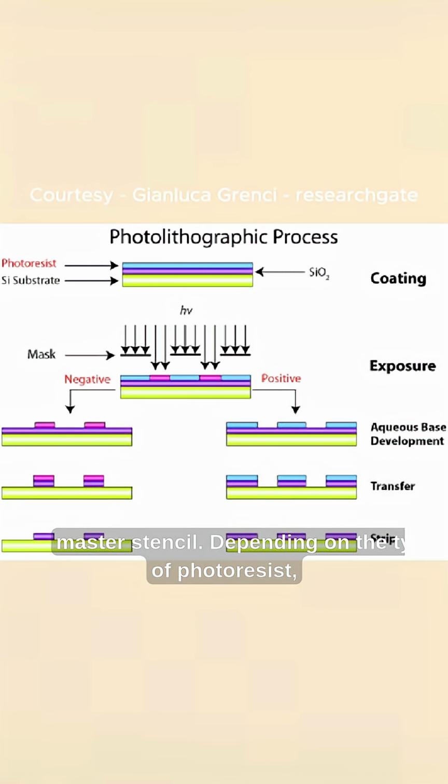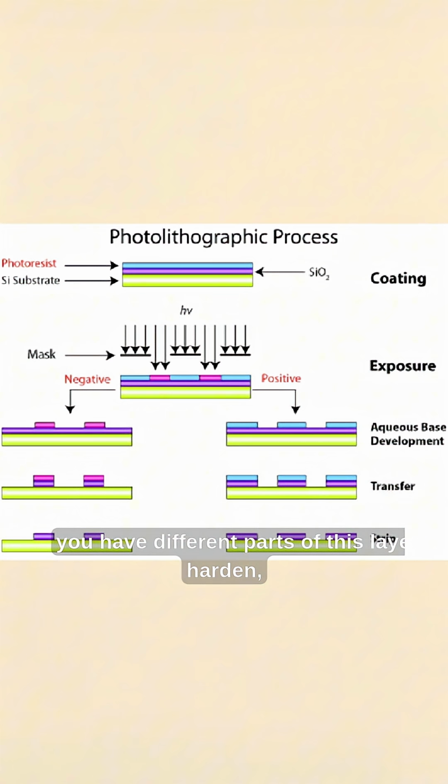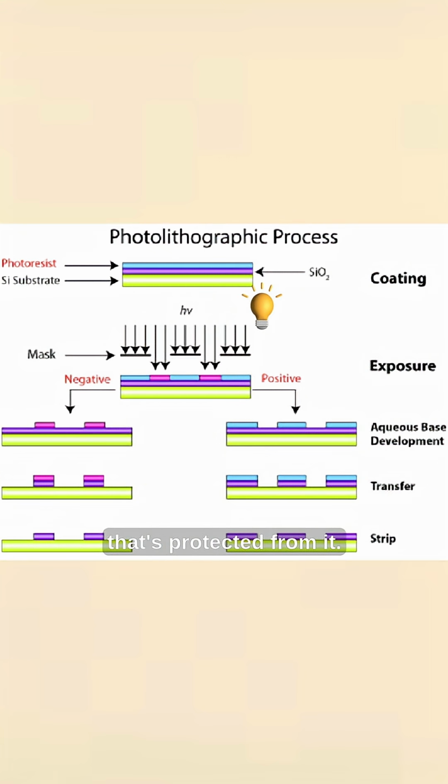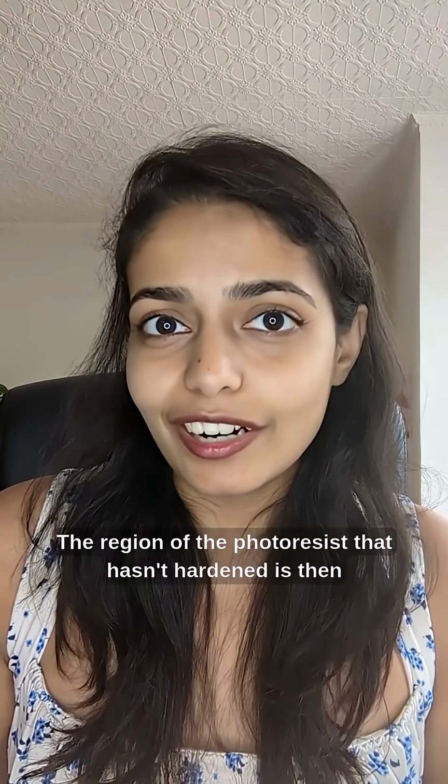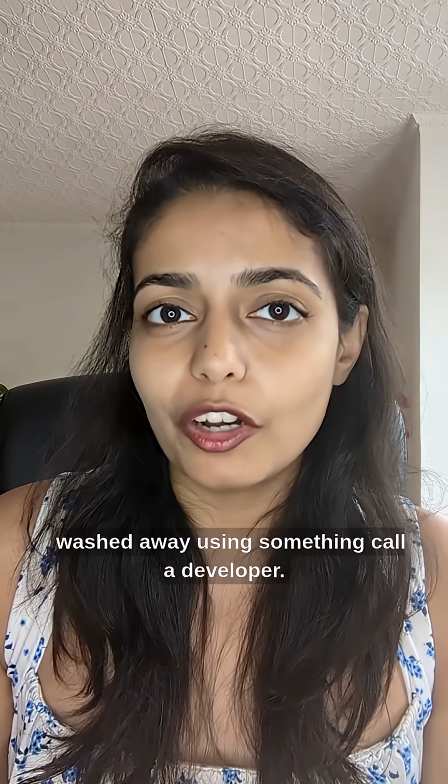Depending on the type of photoresist, you have different parts of this layer harden, either the part that's exposed to the light or the part that's protected from it. The region of the photoresist that hasn't hardened is then washed away using something called a developer.